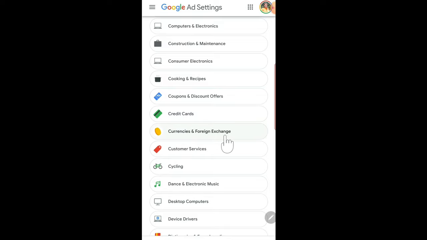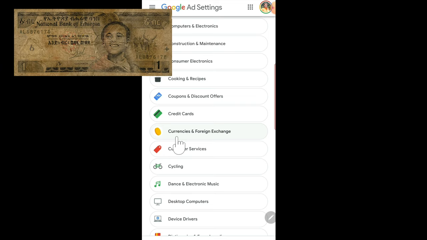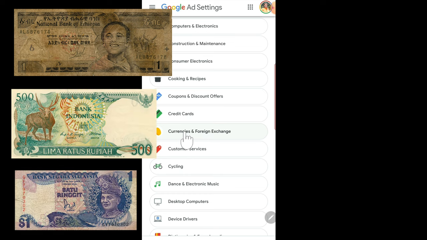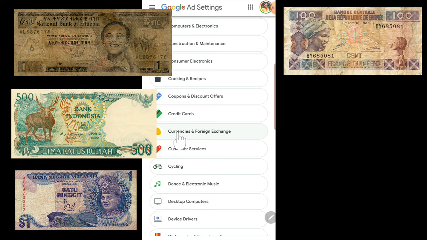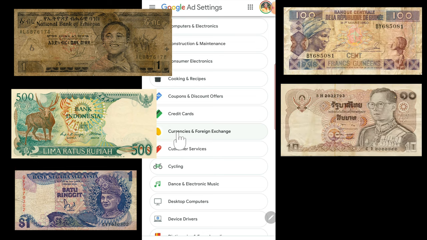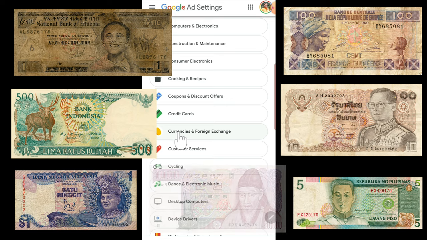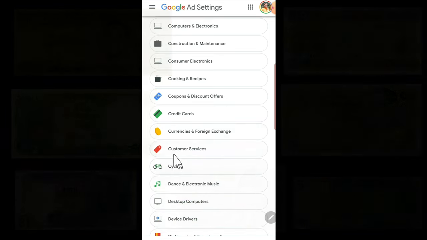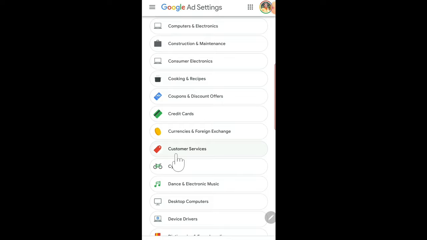Currencies and foreign exchange. I suppose I'm interested in currencies because I'd like to have more of it if I could. Everybody wouldn't mind having more foreign exchange. But yeah, I guess that does make sense because I am always looking up the exchange rate for different currencies around the world, even if I don't have very much of those currencies. Customer services, it's pretty vague.